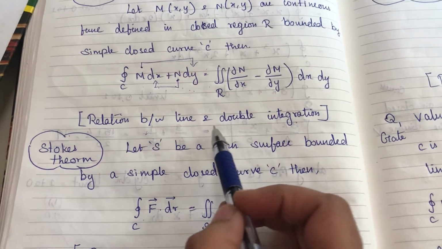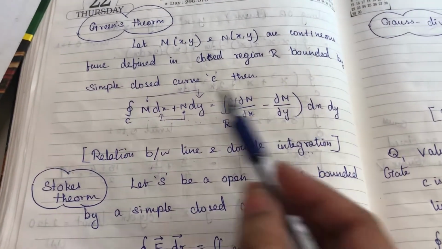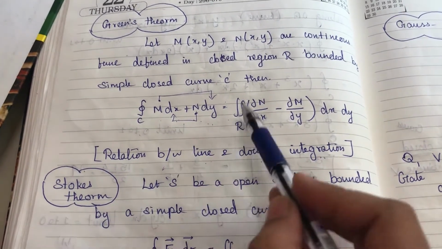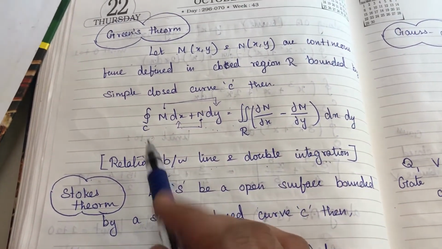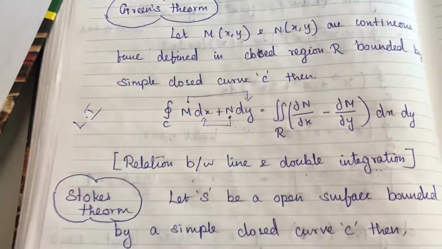So the relation between line and double integration is Green's theorem. This equation gives the relation between the line and double integration. You can see here a line integral and a double integral. So Green's theorem comes under line integration.